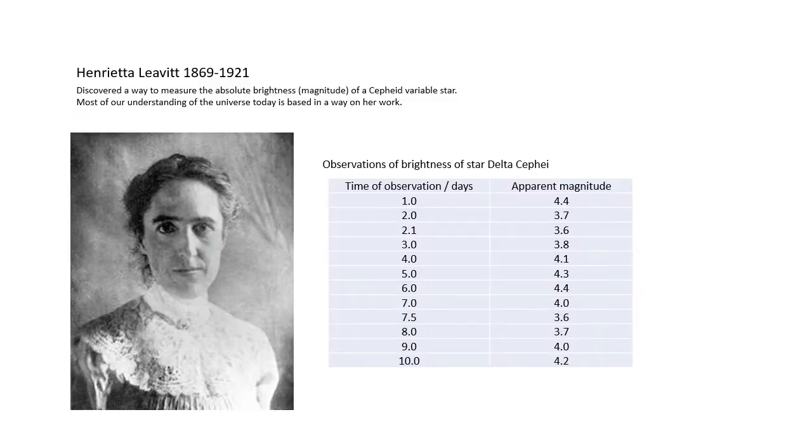So here is the data for Delta Cepheid taken over just over a week, and you can see in the table here we've got in our first column the time of observation measured in days from 1 to 10, and there's a 2.1 in there. That must have been two measurements taken within the same day, and again down here 7 and 7.5, so there's actually more than 10 measurements there.